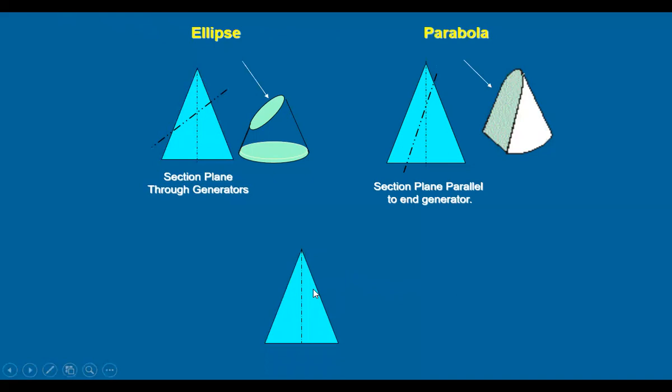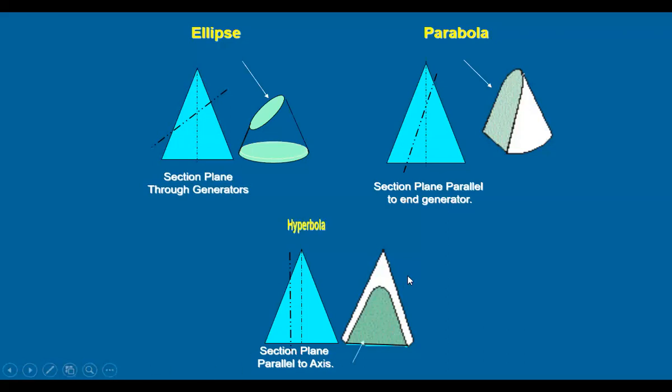Suppose we take the cone and cut it perpendicular to the base, or at some other angle, not parallel to the end generator. We get a different shape like this. That is called a hyperbola, and this is also an open curve. Let us see how to construct these conic sections. Because we get these shapes by cutting a cone, we call them conic sections.